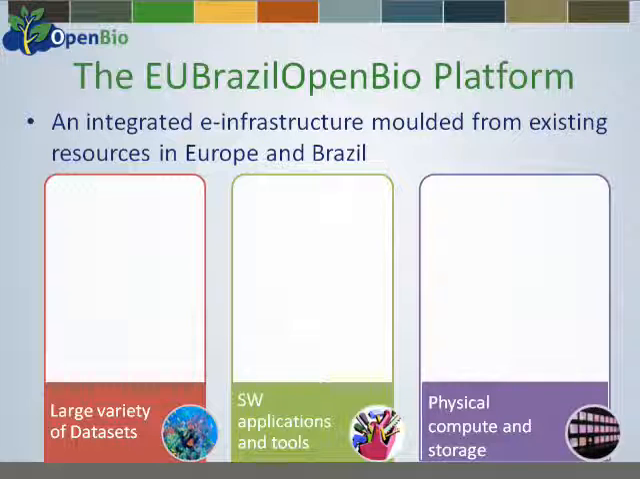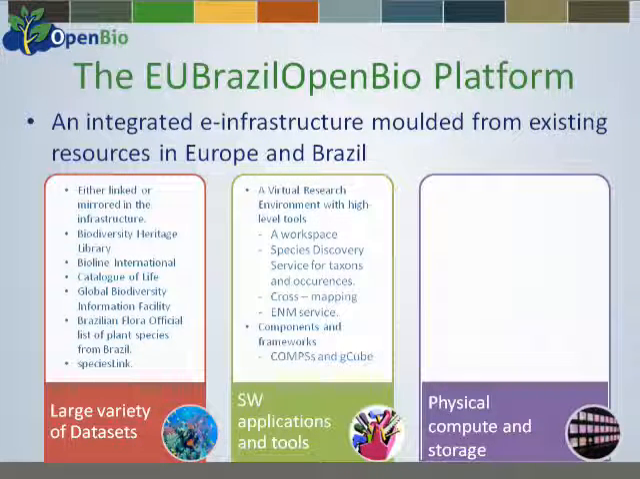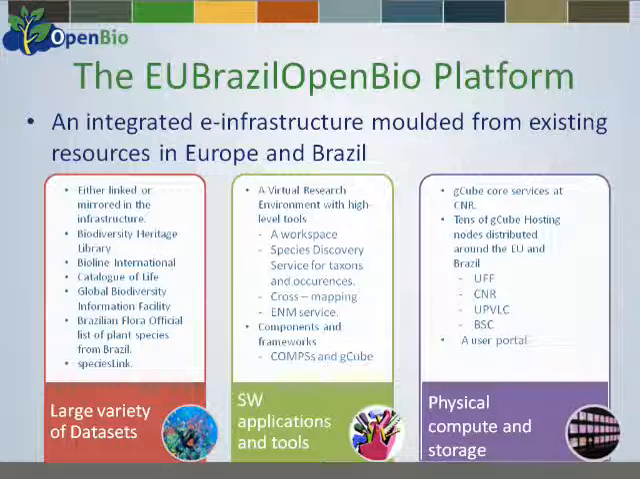Biodiversity datasets such as the Biodiversity Heritage Library, the Catalogue of Life, GBIF, and the Brazilian Flora official lists of plant species from Brazil are available on the platform. This is built on software applications and tools for cross-mapping of taxonomies and ecological niche modelling, while physical compute and storage resources allow the running of applications.